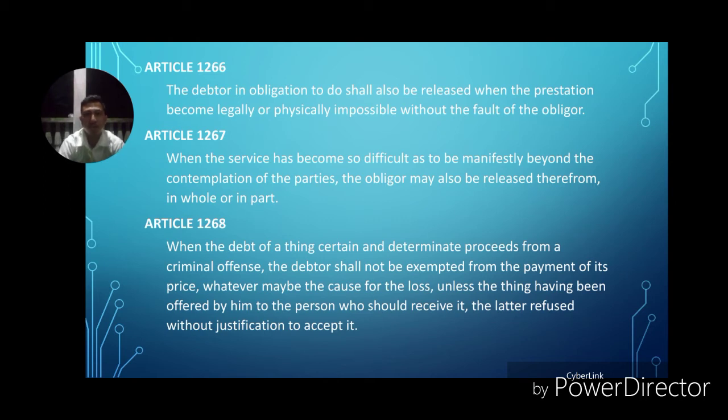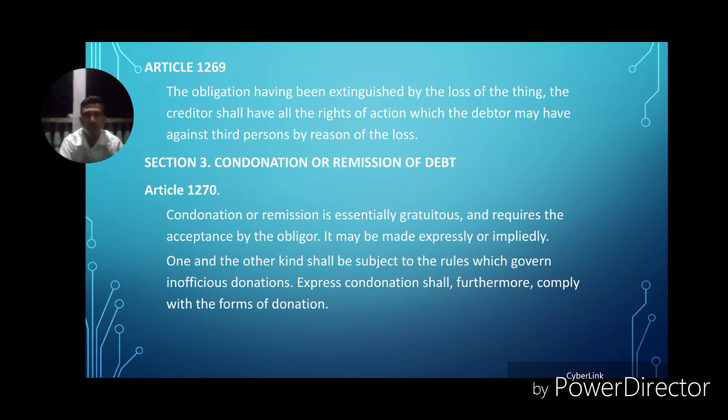Article 1268. When the debt of a thing certain and determinate proceeds from a criminal offense, the debtor shall not be exempted from the payment of its price, whatever may be the cause of the loss, unless the thing having been offered by him to the person who should receive it, the latter refused without justification to accept it. Article 1269. The obligation having been extinguished by the loss of the thing, the creditor shall have all the rights of action which the debtor may have against third persons by reason of the loss.